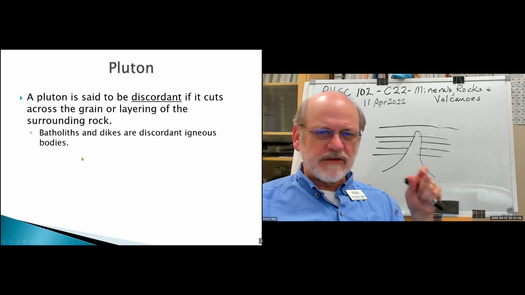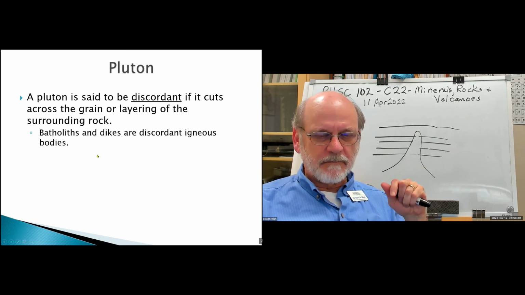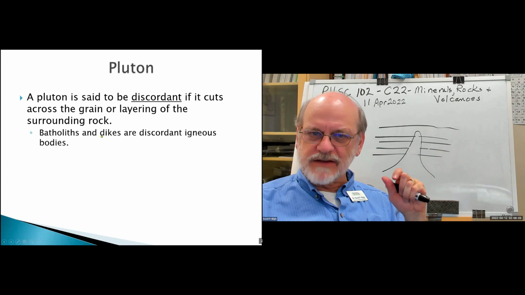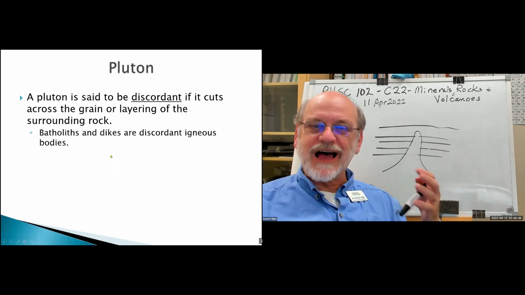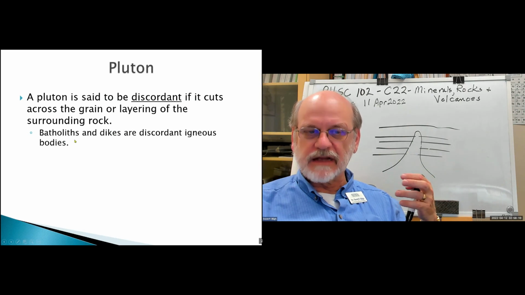Here's another term that we haven't defined yet. Batholiths and dikes. We will have to define those. But those are types of discordant igneous bodies.